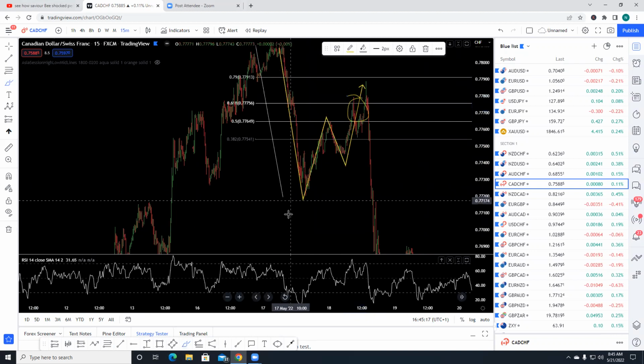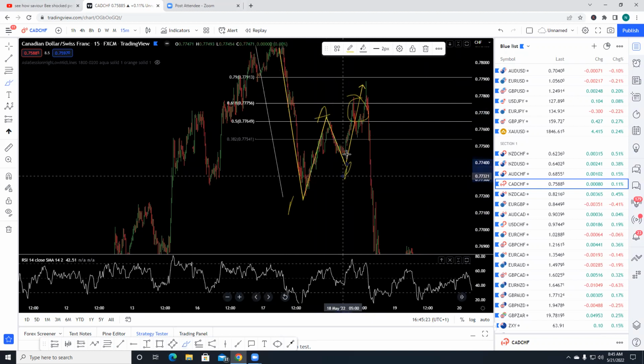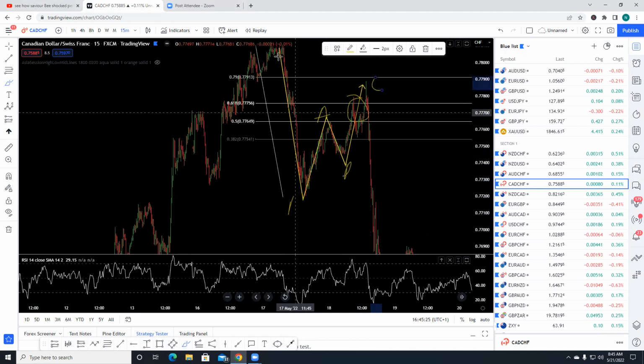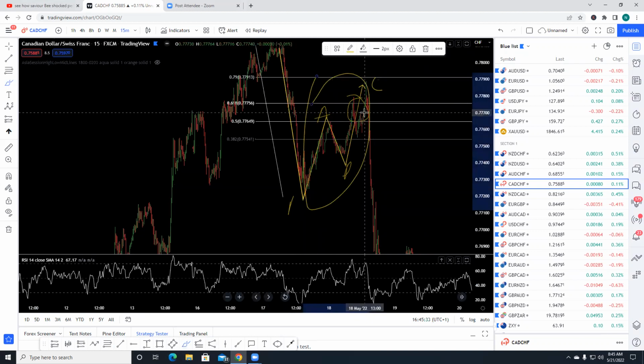So with A, we have A of a zigzag here. We have B, and you have C. Can you see? So this is the impulse. This is the corrective structure, and then boom. So this wave B here that must be in three-wave structure is coming in the form of a zigzag. Can you see it now? So that is just an example.